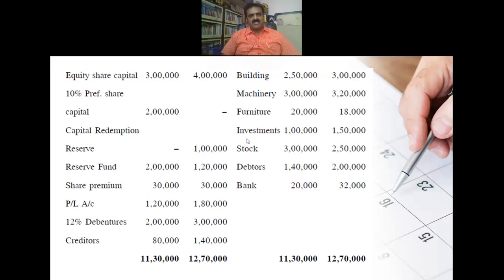If you look at the balance sheet, on the liability side, you have equity share capital, preference share capital, capital redemption reserve, reserve fund, share premium, profit and loss account, 12% debentures, creditors. And on the asset side, you have buildings, machinery, furniture, investments, stock, debtors, bank.